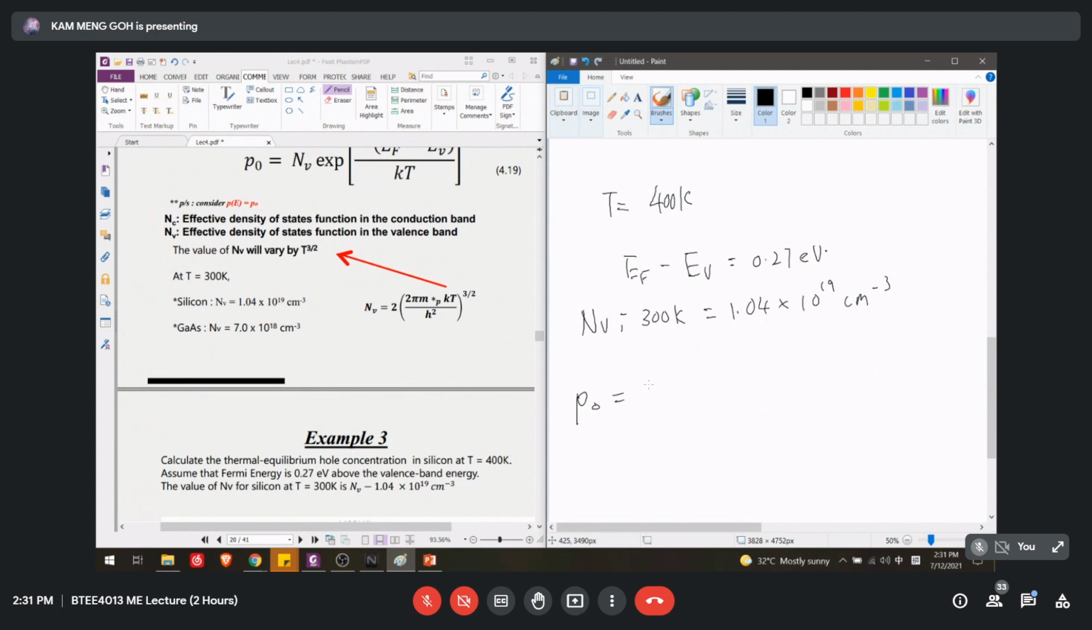So you need to calculate the NV, 400 over 300, to the power 3 over 2, exponential, negative 0.27, over 0.0259, 400 over 300. Okay, let's calculate this.